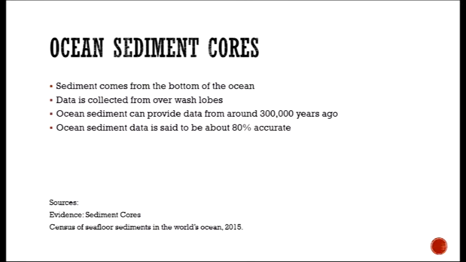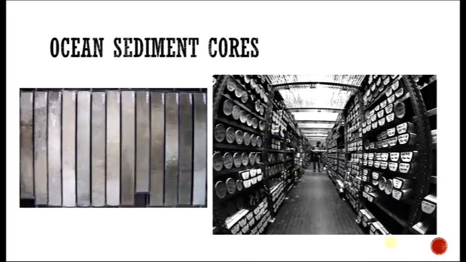Under the new water conditions, many organisms couldn't survive. When these organisms died, their shells sunk into the water, leaving a trace of sediment on the ocean floor. The data can be collected from wash lobes by hammering sections of aluminum irrigation pipe. Scientists can cap the pipe and take it out of the water using ropes and jacks.